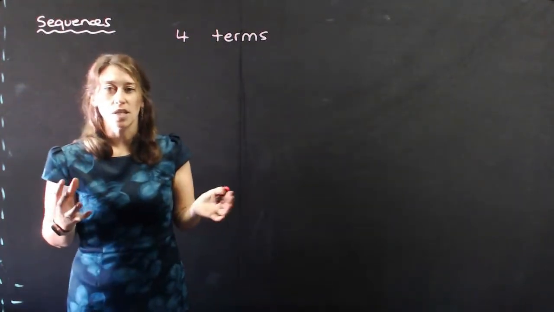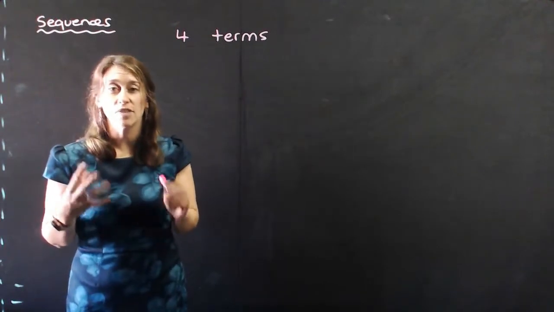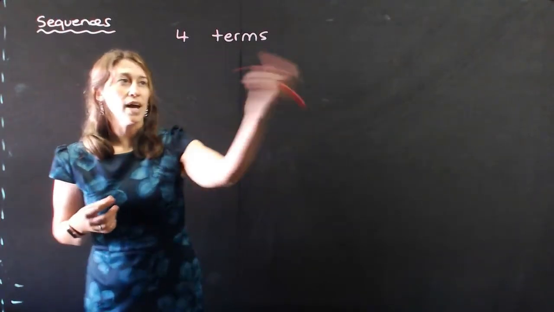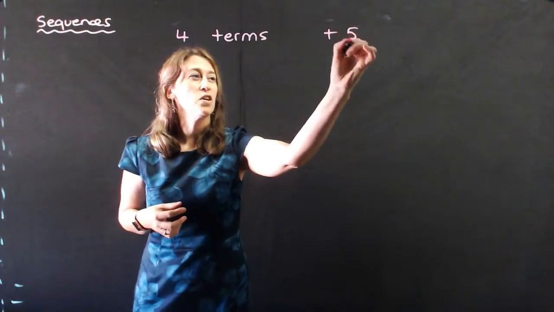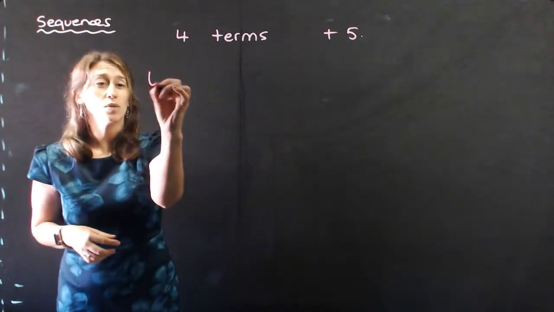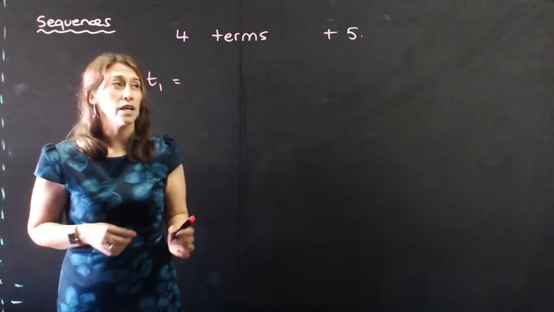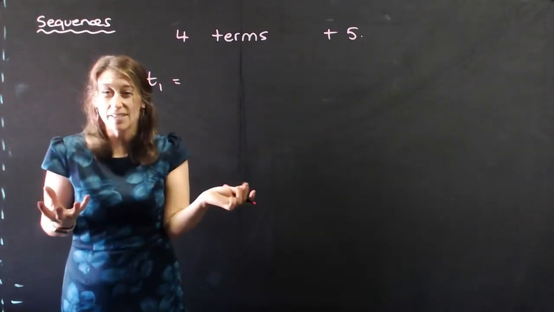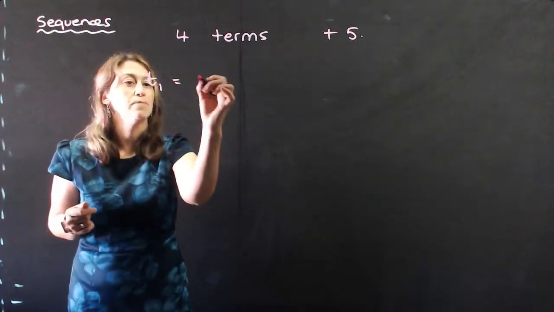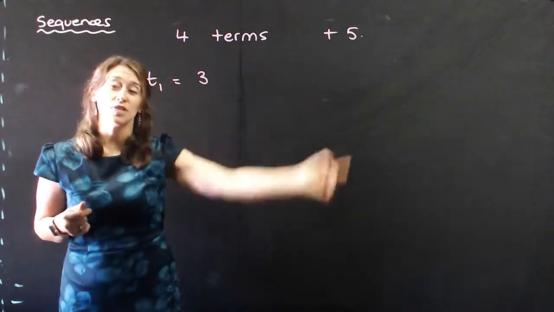Sometimes recurrent has other names called iterative. You may have heard of an iterative sequence. So if we're adding 5 each time, our rule is add 5. Now the notation that we use, we say, well, term 1. Term 1 we have to be given. So let's say term 1 is 3. The first term is 3, and we're going to find the first 4 terms.